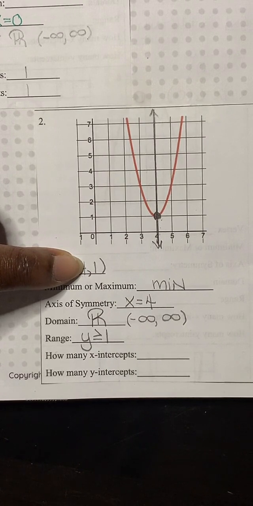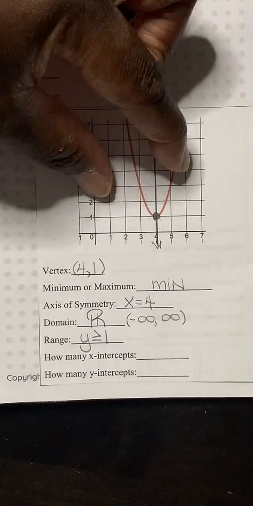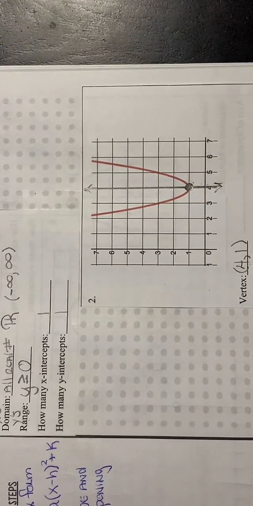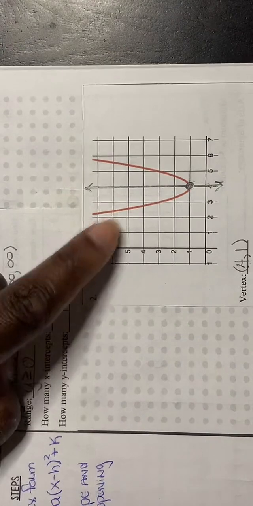So when would the domain not be real? That's when you basically have an ellipse. When your parabola is like this. Okay, that's when it's not real.